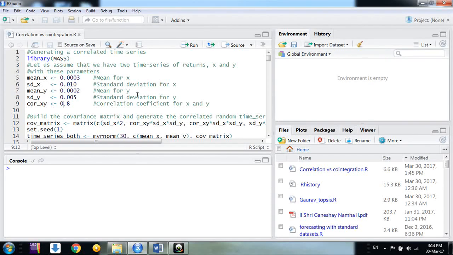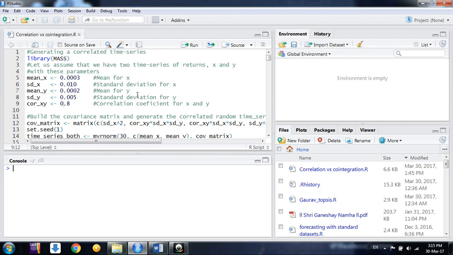Hello friends, welcome. In this video we would learn how to simulate or generate a correlated time series. Suppose we want to generate two time series which have a certain level of association or correlation between them. In that situation we would have a covariance matrix like this.